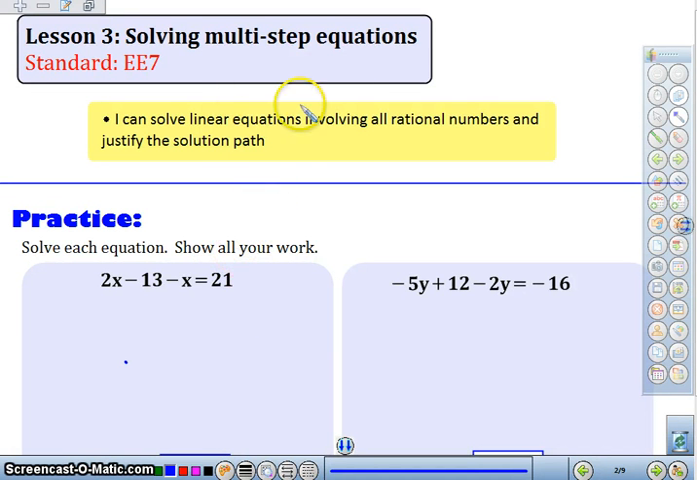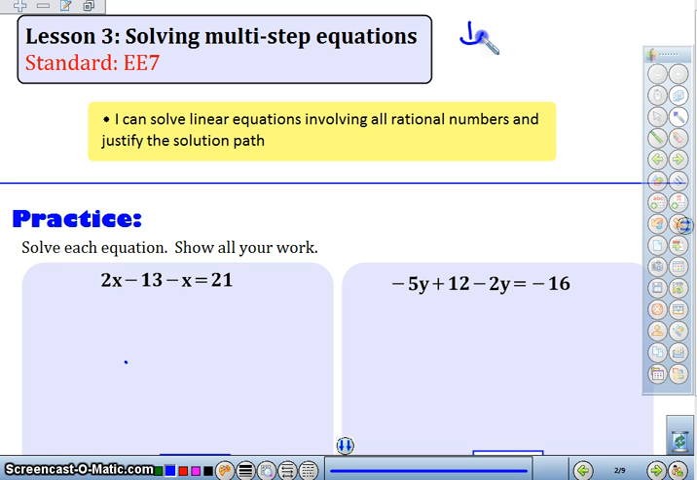F3, solving multi-step equations, lesson 3 in your notes. Your I can statement is: I can solve linear equations involving rational numbers and justify my solution. So today we're going to go back to what our steps are when we go to solve.